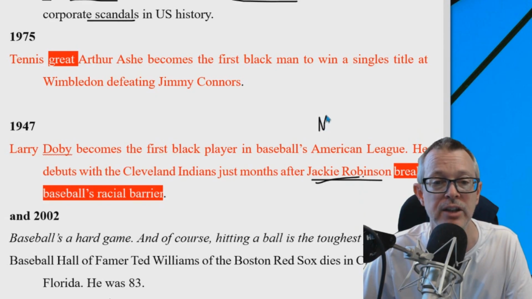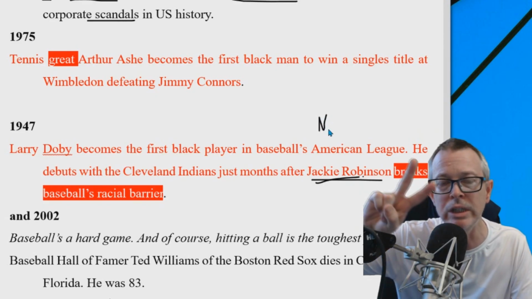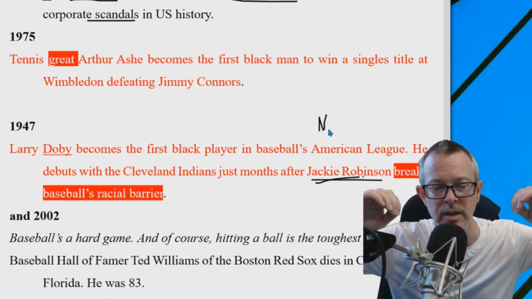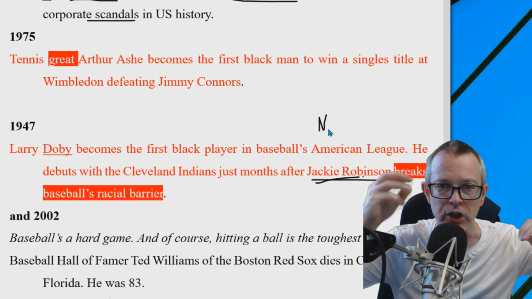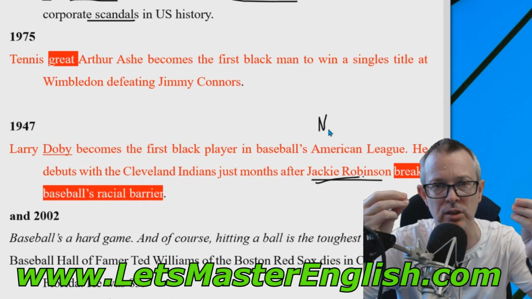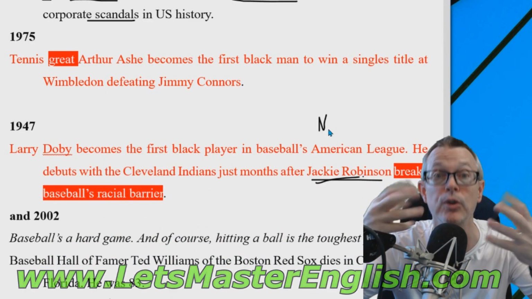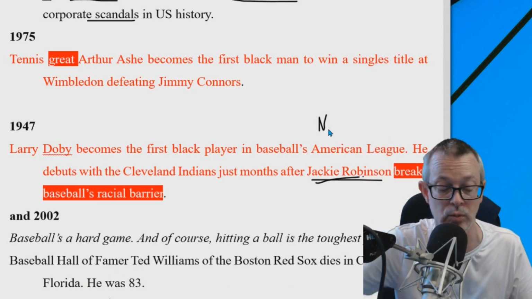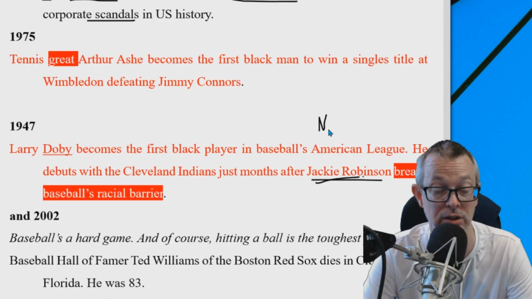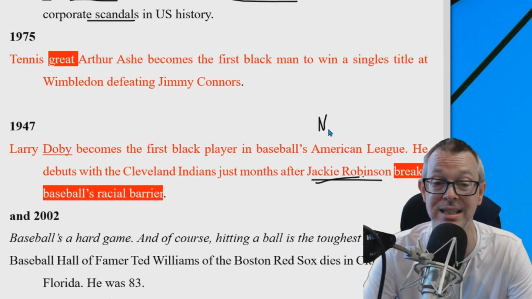The National League. So in American baseball, we have 2 leagues. There's the American League and the National League. And at the end of the season, the champion of the American League and the champion of the National League, they are in the World Series, and then we have the winner, okay? So Jackie Robinson was in the National League, and Larry Doby was in the American League.